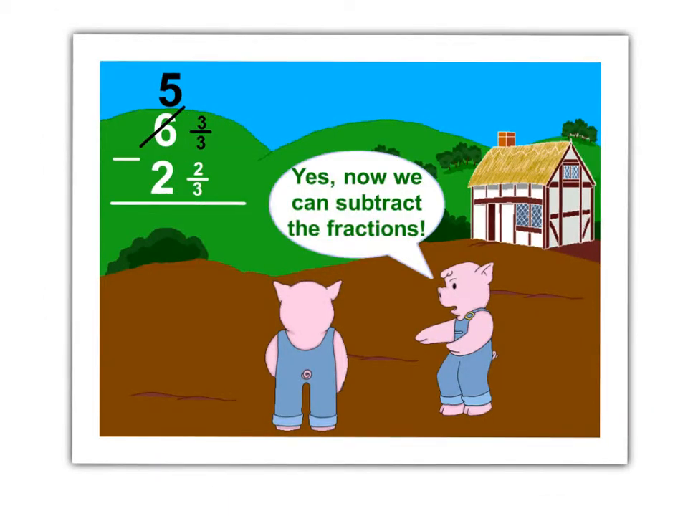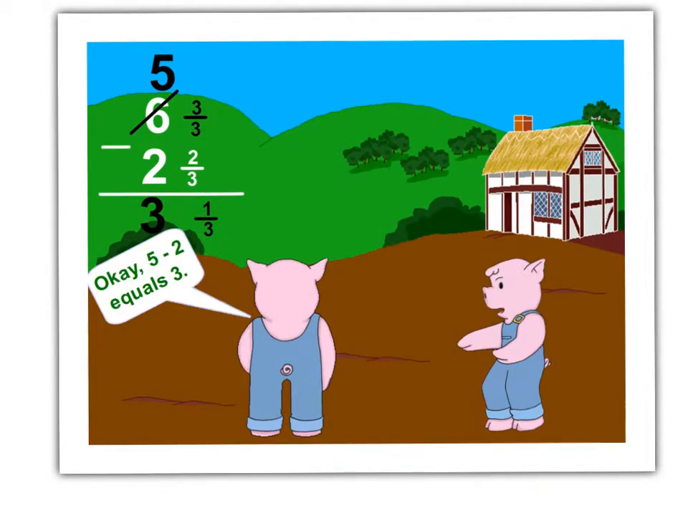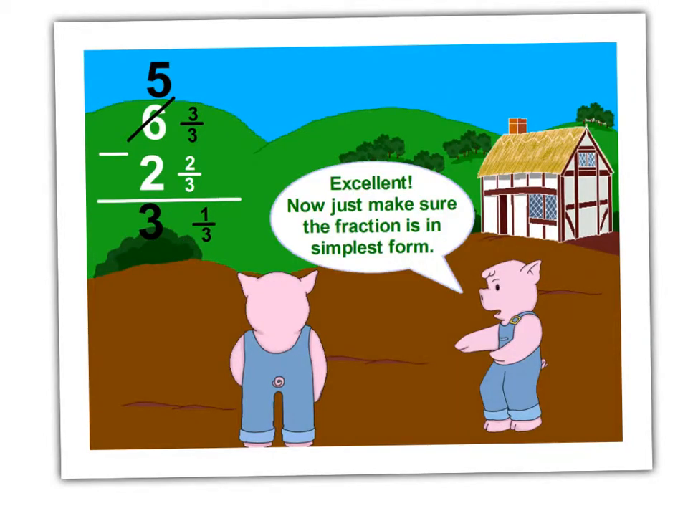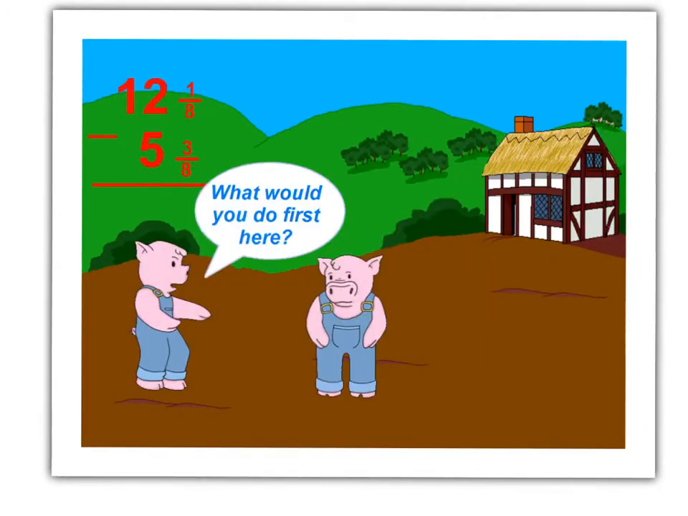Now subtract the fractions. 3/3 minus 2/3 gives me 1/3. Subtract the whole numbers. 5 minus 2 is 3. 3 and 1/3. Is that in simple form? Yes, it is. Simplest form.